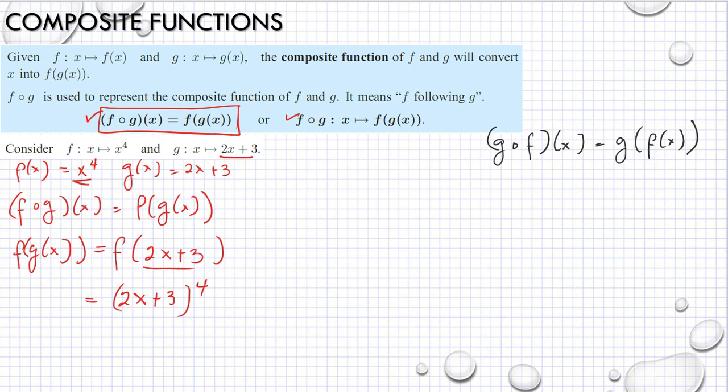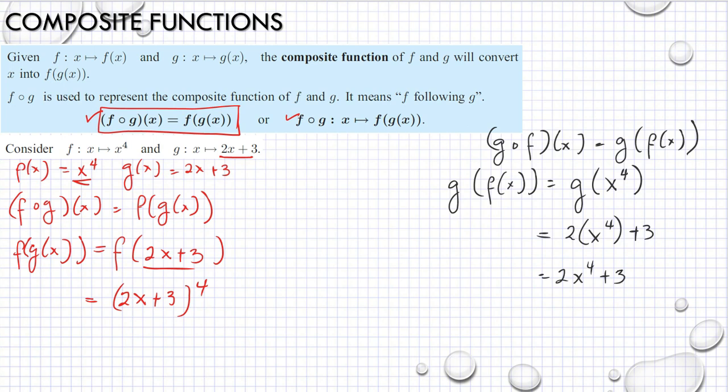Now, we'll take a look at the composite function of g and f. Our f of x is x raised to 4, and our g of x is 2x plus 3. Then we have 2 times x raised to 4, plus 3. And that is 2x raised to 4 plus 3. As you can see now, the results are not the same.